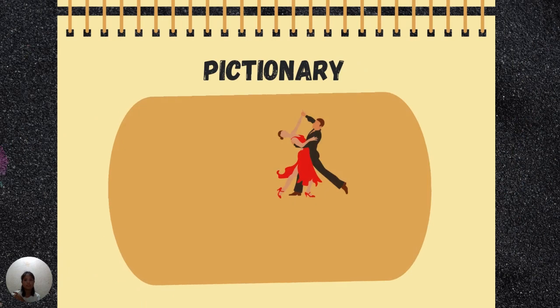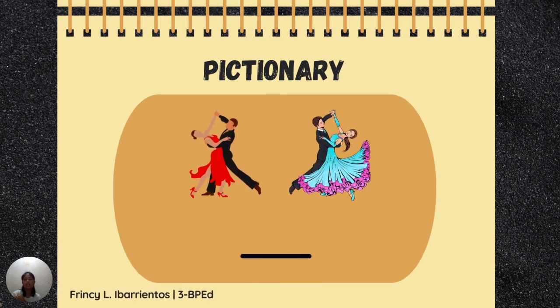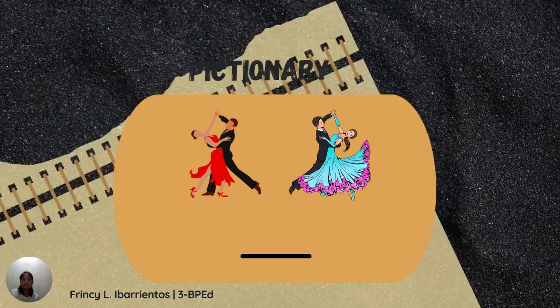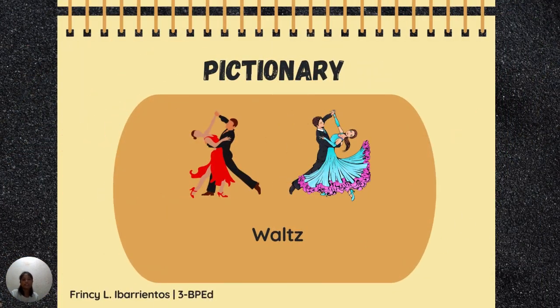Next. Ayan, parang baka maano kayo nito. Malito. Ayan. 2 pictures and 1 word. What is the answer? Is it dance? So another guess, class. It is not dance. It is waltz. Yan, waltz. So, parang madalas tong ginagamit for ballroom dances.